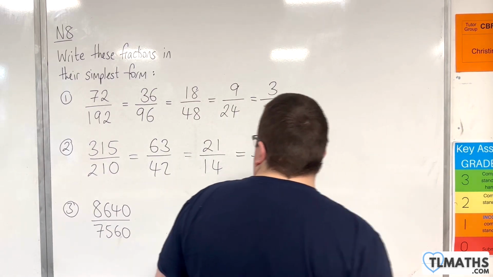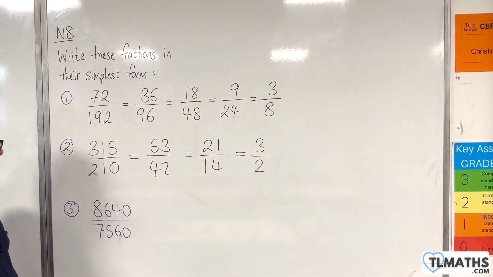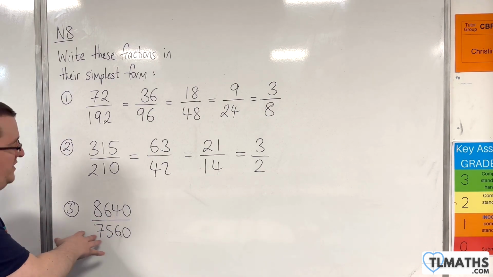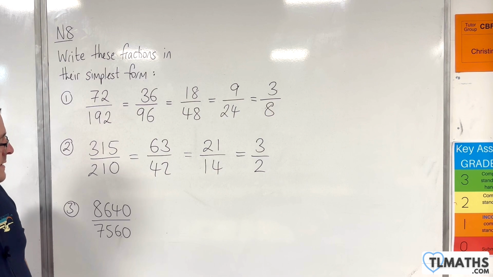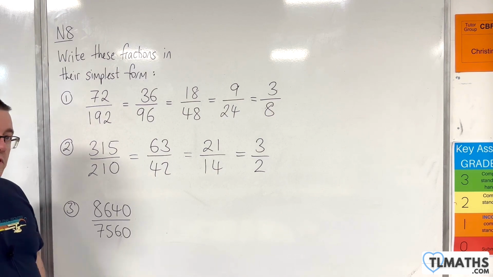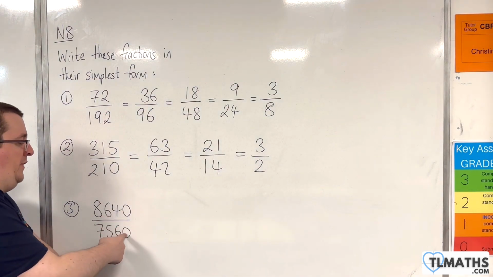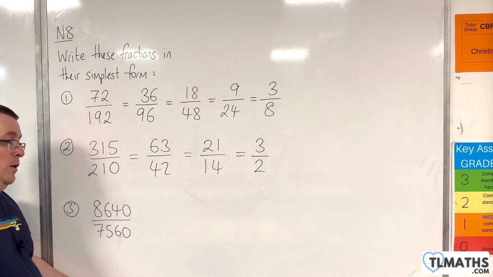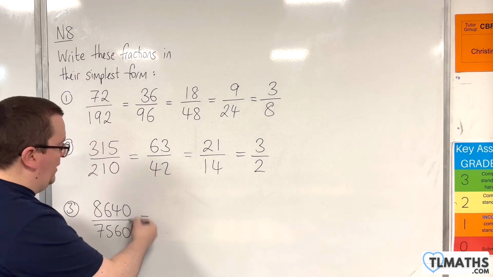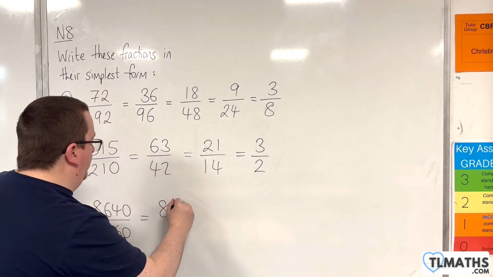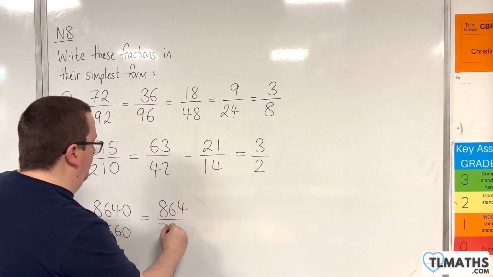Right, let's take a look at question number 3. Now, with question number 3, we've got 8,640 over 7,560. Now, yes, they are both even, so we can divide through by 2. However, notice first that both have a 0 on the end, so they both have 10 as a common factor. So we can divide both of them by 10. It essentially gets rid of the 0. So we've got 864 over 756.